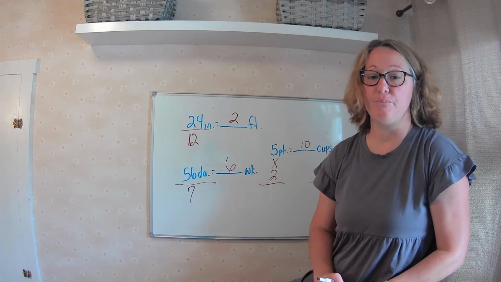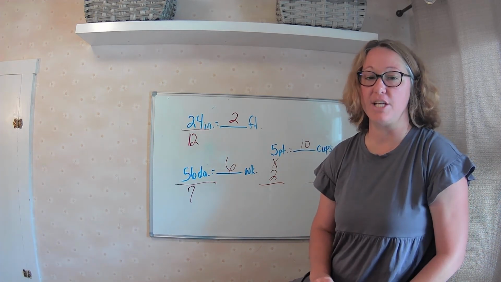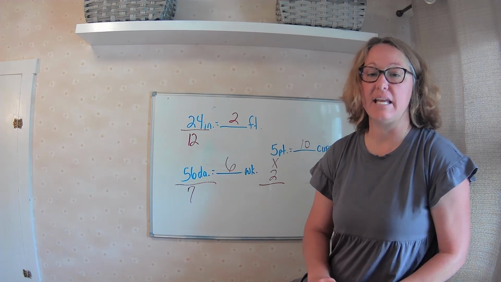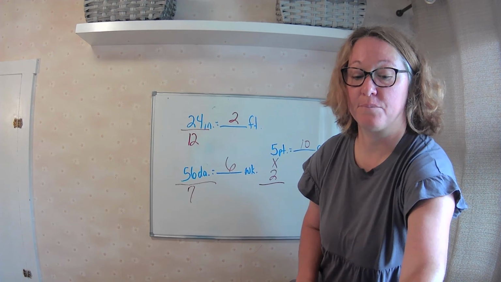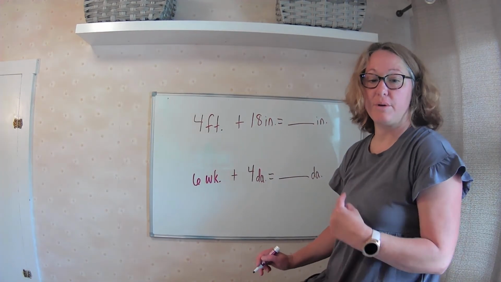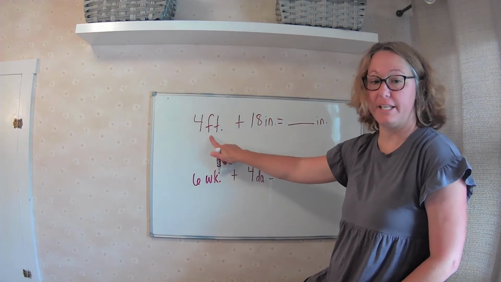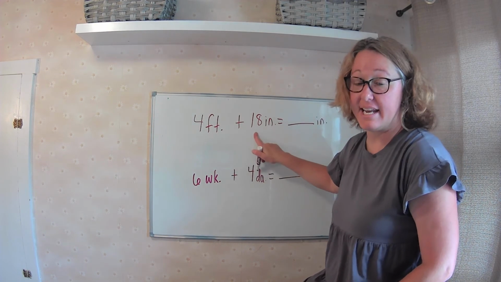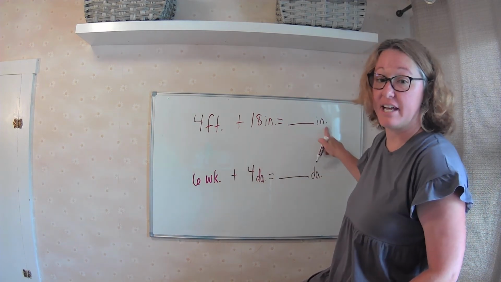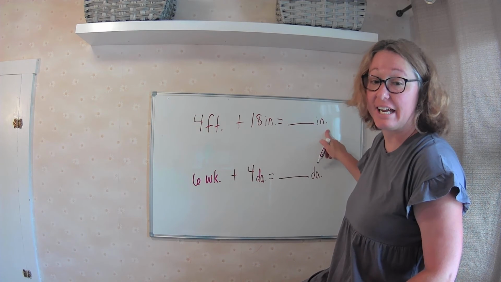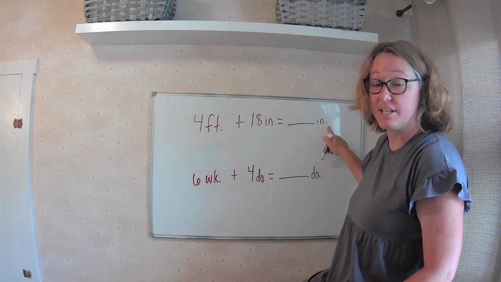Today we're going to do metric equations. Again, the word equations simply has the word equal in it. We're going to set something up and make it equal. All right, so I wrote 2 problems up here. I have 4 feet, but I want to add 18 inches, and then I want to find out how many total inches I have. So we're going to inches.